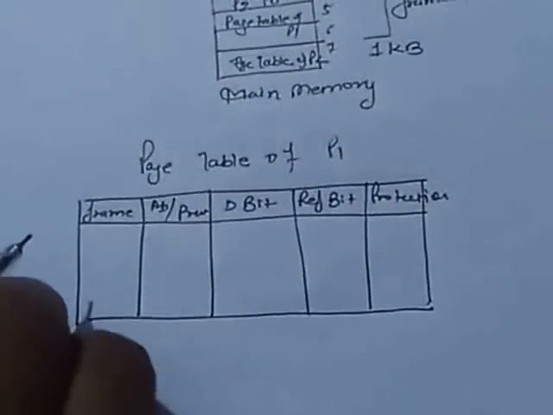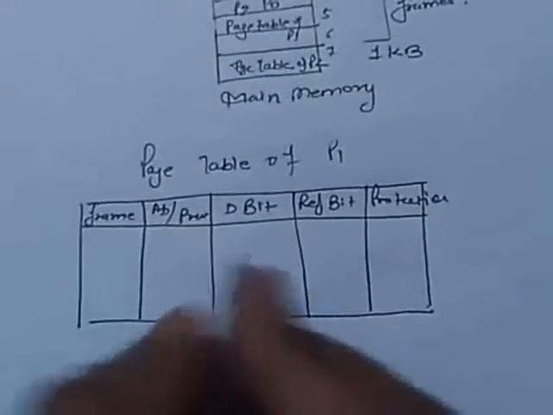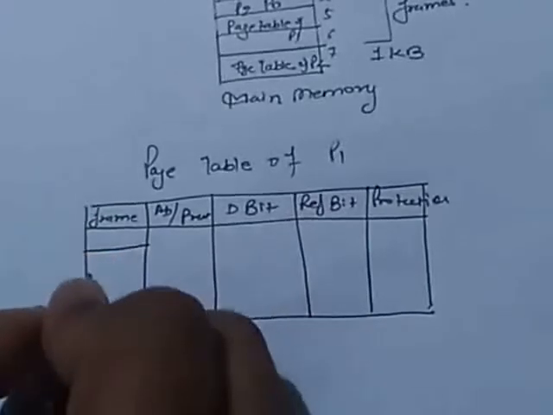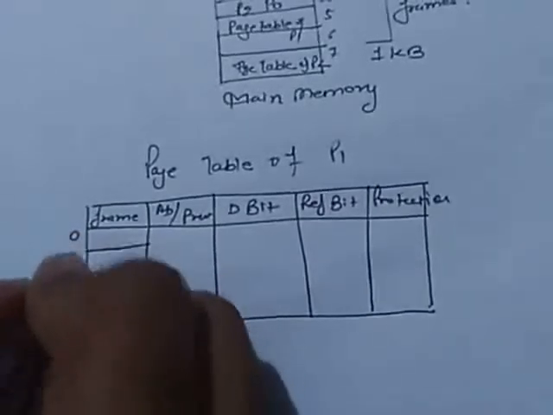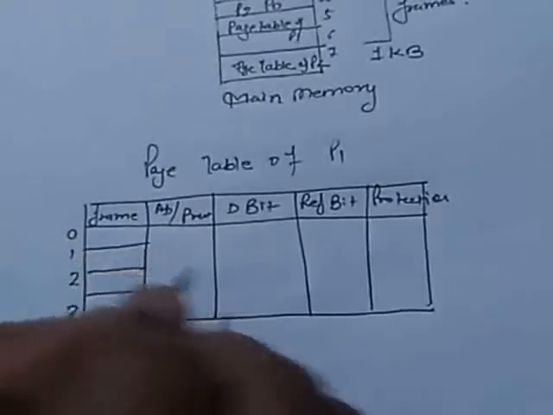So the page table of both the processes has entries for pages of 1 KB, that is 1, 2, 3, 4, 0, 1, 2, 3. The page table of both the processes contains various information as shown in the image.